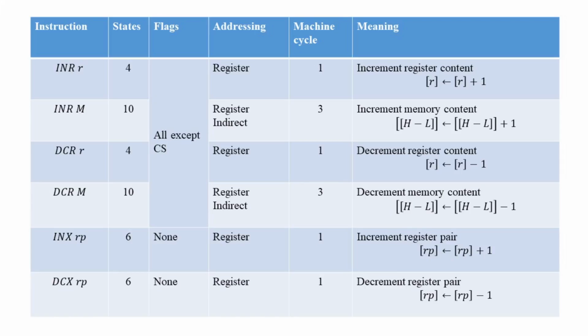Okay, so it is register addressing, machine cycle needed is 1, states are 4. The flags affected are all except CS.